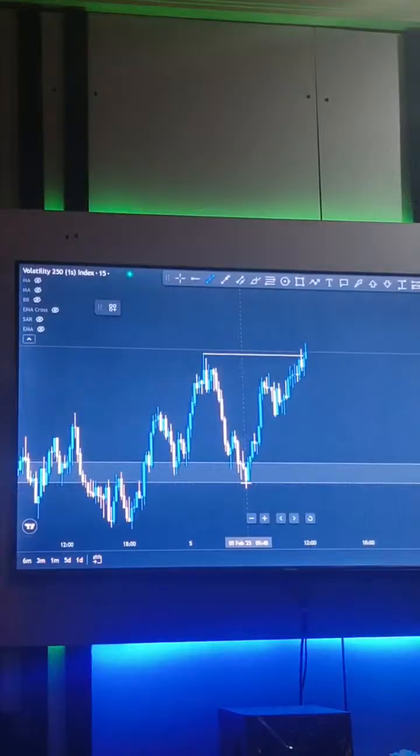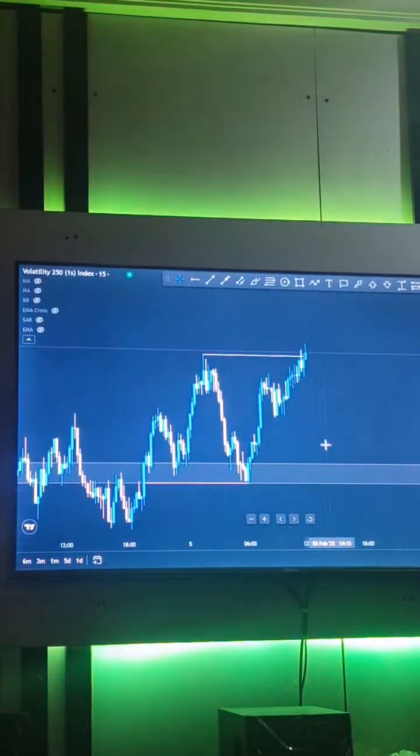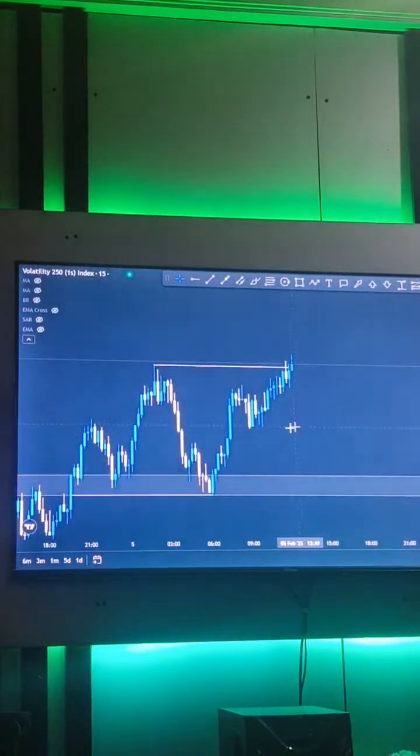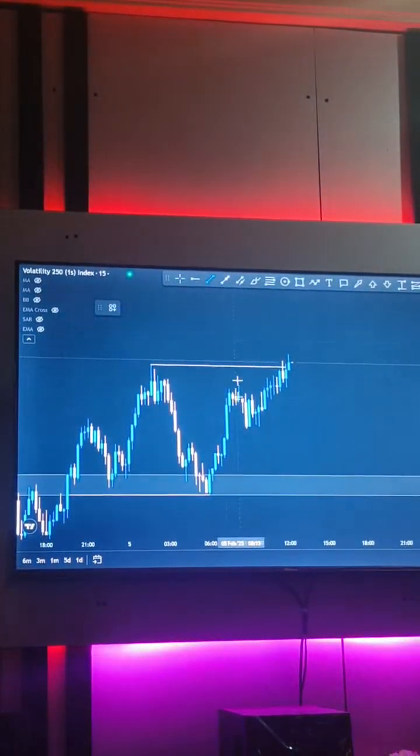Boom 300. Actually, I don't like to trade boom and crash again, but we can try it. I've stopped trading boom and crash, but no problem, we'll do it. We'll use Boom 300, okay.